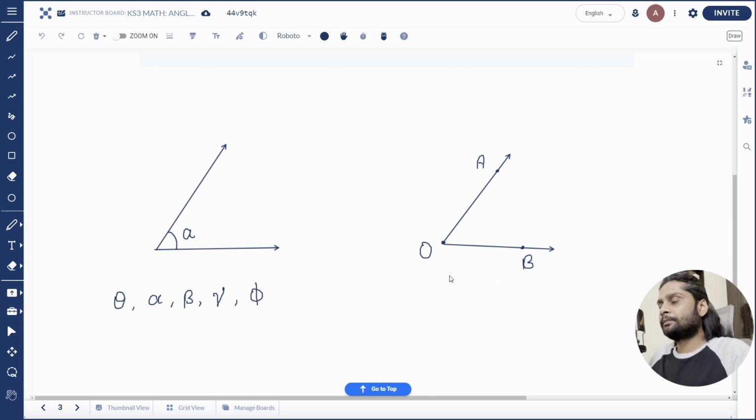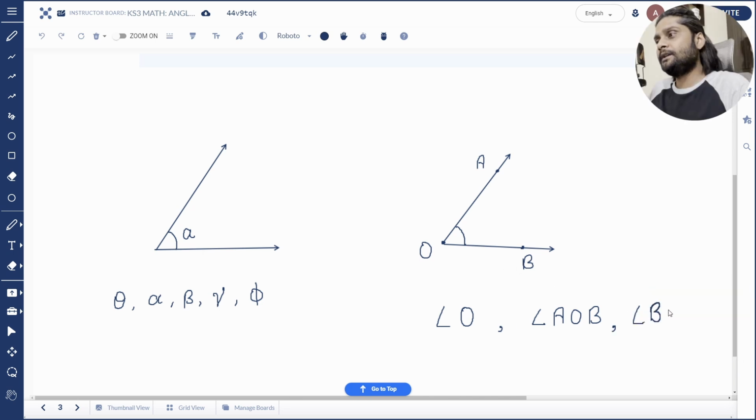So one way to represent this angle is we can even use this symbol of angle, a tiny angle symbol. We can directly say it's angle O. Why? Because its vertex is just O. Alternatively, we could have said it's angle AOB. Now make sure to keep the vertex in the middle. There is one more possible way, students. We can also call that angle BOA.